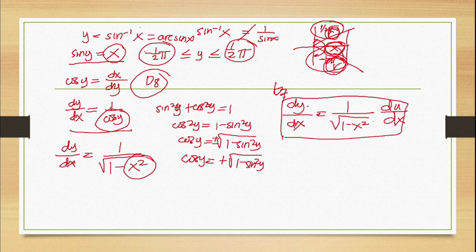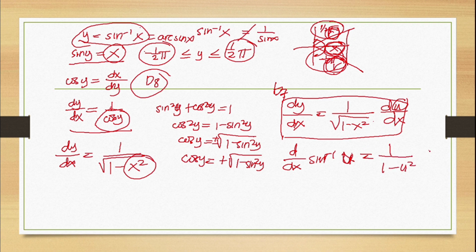So what is the value for y? Y here is this part. Therefore d over dx of inverse sine of x, where inverse sine of x is inverse sine of u here. We'll make it a u because we're using u here. So the derivative is 1 over the square root of 1 minus u squared, times du over dx. Okay, so this is the concept behind inverse trigonometric functions.